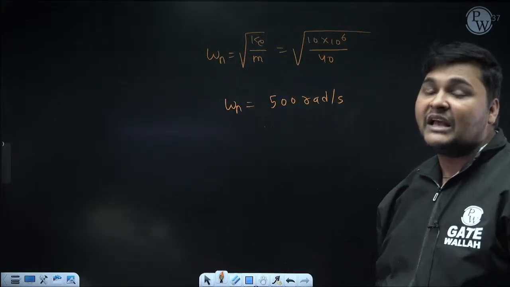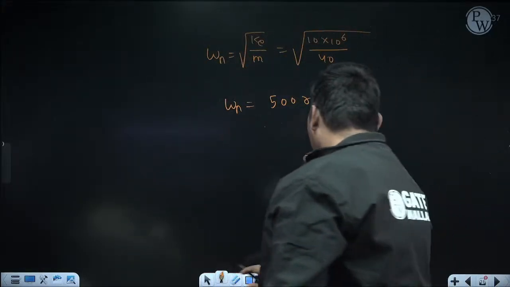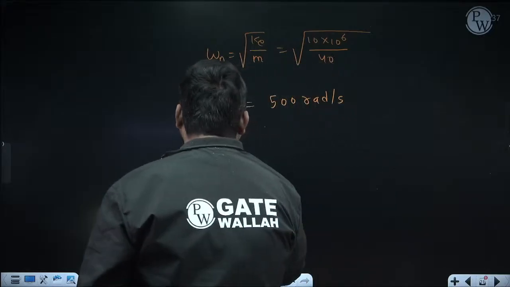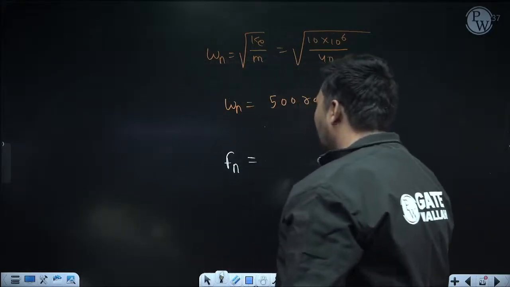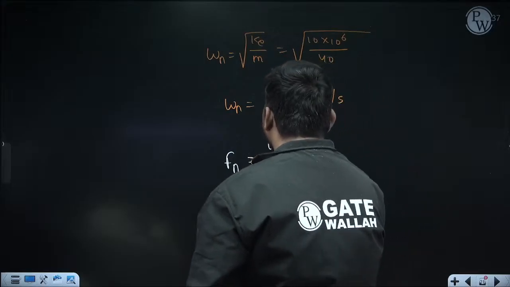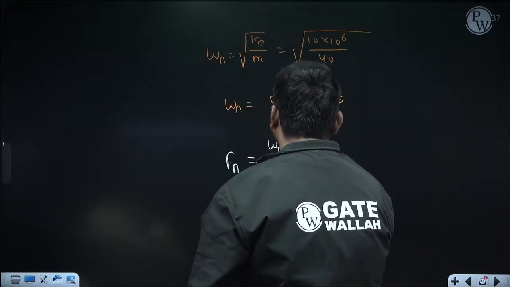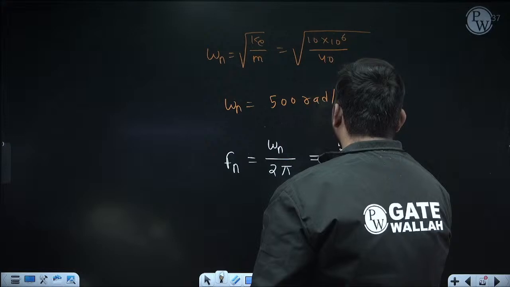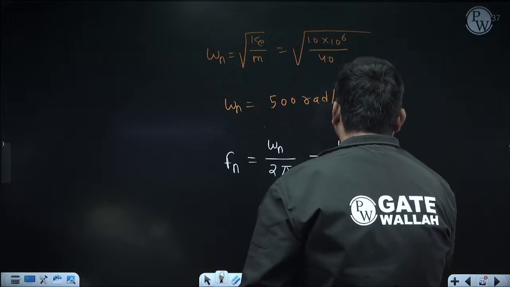But the examiner is asking in hertz. Now, if we know the natural frequency in radian per second, we can convert that into hertz. What is the formula? The natural frequency in hertz, that is Fn, will be omega n divided by 2 pi, where omega n is the natural frequency in radian per second. Right now omega n is 500, divided by 2 pi, this much of hertz.